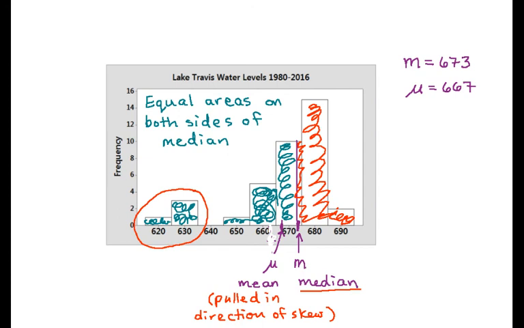Then once we have established the median, we know the mean is going to go in the direction of skew if there is any skew in the graph. If there's no skew in the graph, then the mean lands exactly right on the median.